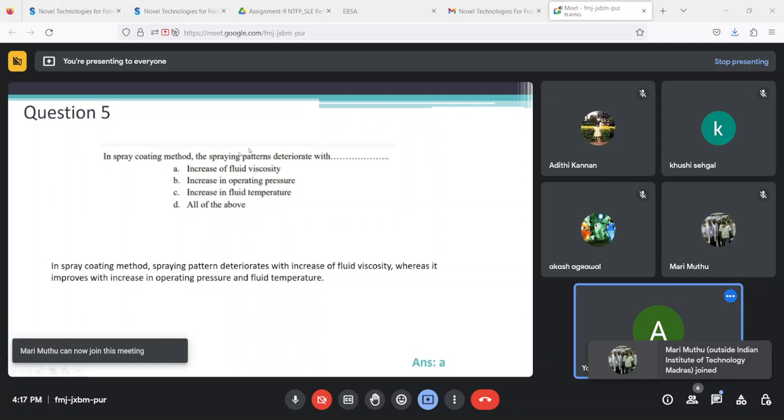It actually gets better with increase in operating pressure and increase in fluid temperature, but with increase in viscosity, it becomes bad. So that is what the question is here. It needs to be easily spread across the surface of the food. So you need as low viscosity as possible, and this is maintained by increasing the temperature and increasing the pressure. The answer is option A. Only increase in fluid viscosity will hamper the spraying pattern. Otherwise, it is actually good for the spraying pattern. Any doubts?